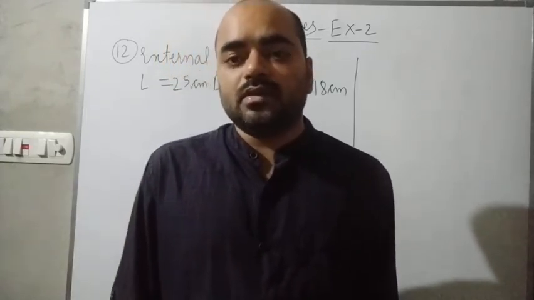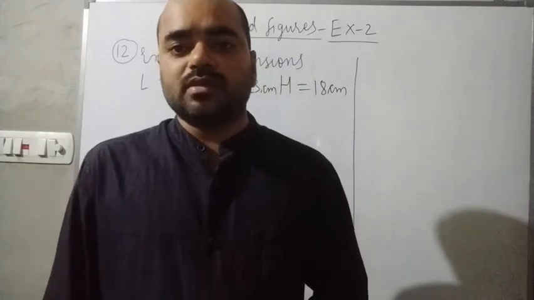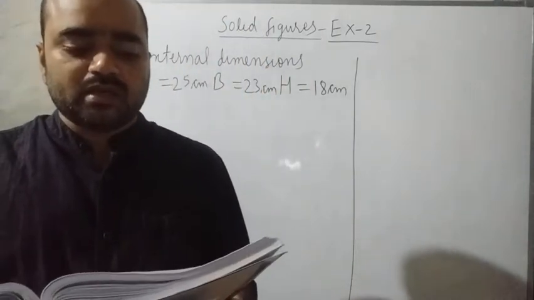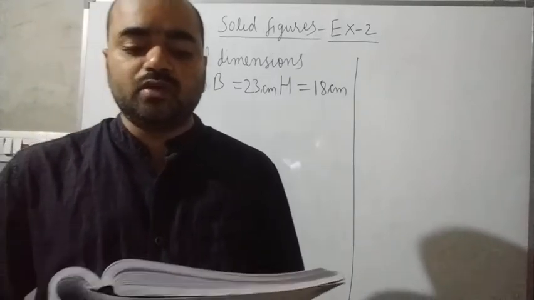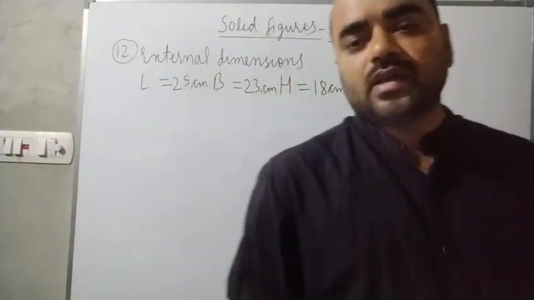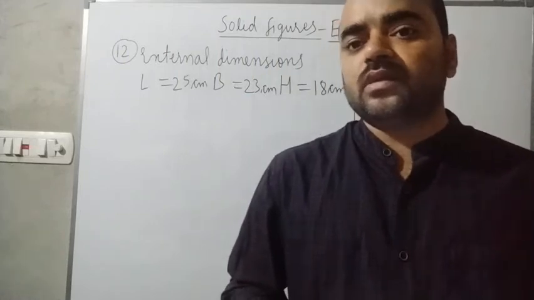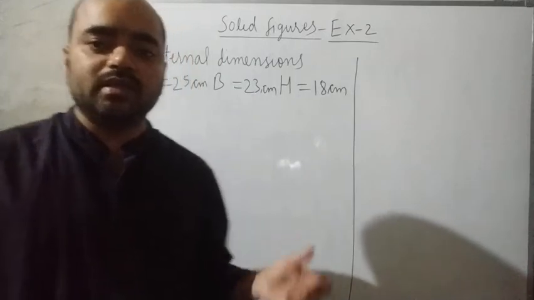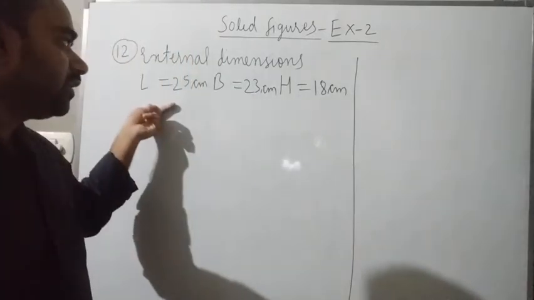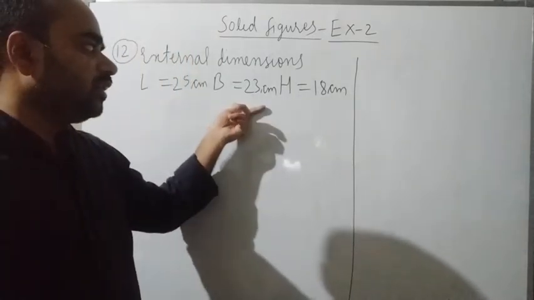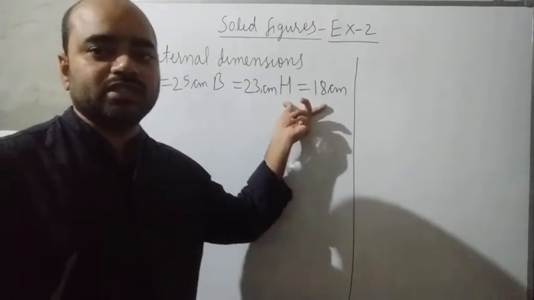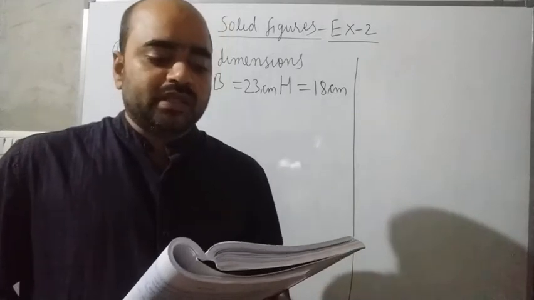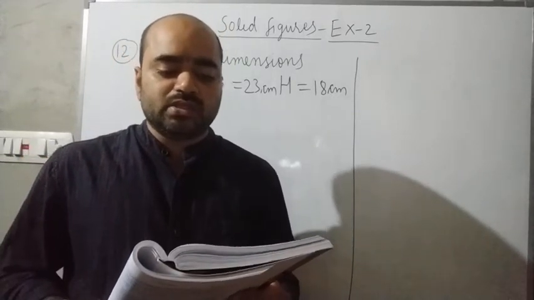12 onwards. In question number 12, what is given in the question? I have written also: the external dimensions of a closed wooden box are given. External dimensions will be represented by capital letters: capital L 25 centimeter, capital B 23 centimeter and capital H 18 centimeter. Correct? If the thickness of the wood used is 2 centimeter.